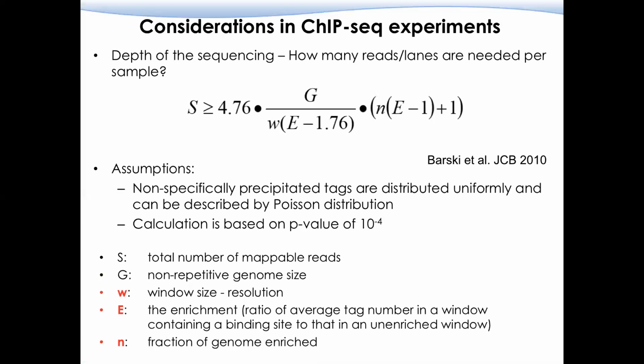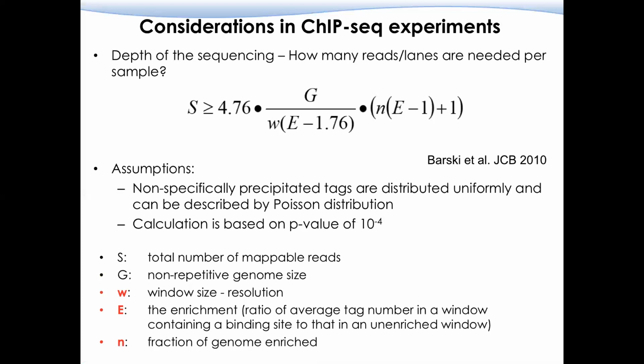And what's N? N is the fraction of the genome that could be enriched, like for a transcription factor. You say, okay, the transcription factor I did is probably only 1% of the whole genome. That's fine, it's only 1%. But for another transcription factor, you may say it may be 10%. But how will they affect this?